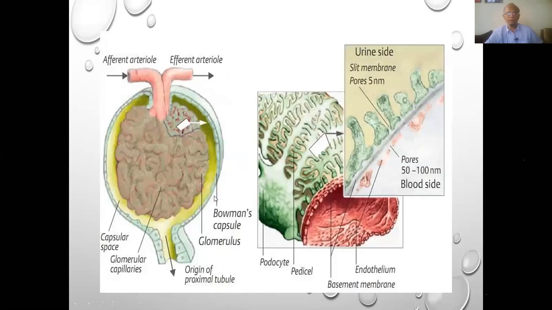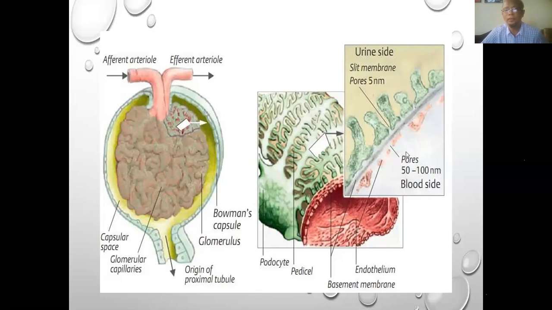And you are seeing the structure of the glomerulus. That is the afferent arteriole and the efferent arteriole. There are glomerular capillaries, and there is a capsular space. There is the Bowman capsule, and after formation of the urine, it passes into the proximal tubule. And this is also the microscopic structure, and this is a very important filtering membrane. From the blood side in the glomerulus, the pores are about 50 to 100 nanometers, and this is the basement membrane, and there is also the slit membrane pore of about 5 nanometers on the urine side. And you are seeing the pedicles as well as the podocytes.